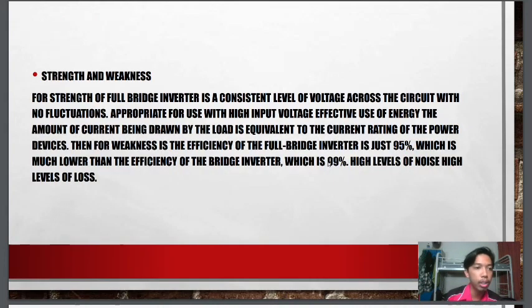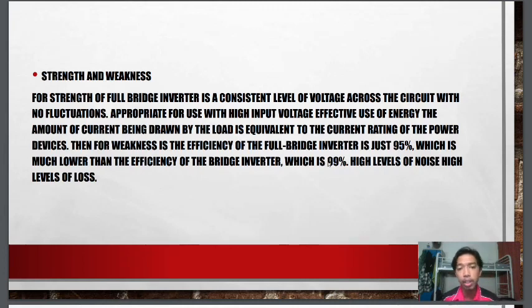Next, we go through the strength and weakness. The strength of the full bridge inverter is a consistent level of voltage across the circuit with no fluctuation, appropriate for use with high input voltage and effective use of energy. The amount of current being drawn by the load is equivalent to the current rating of the power device.